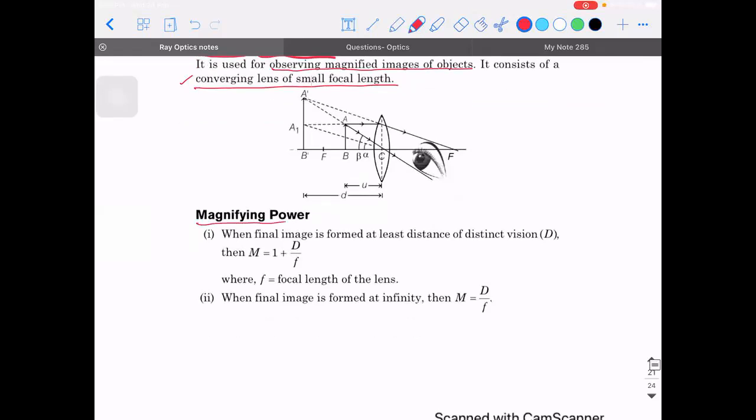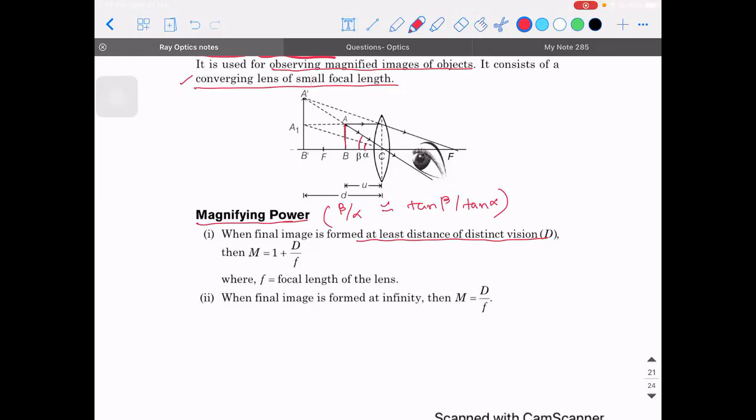Okay. So what is the formula for magnifying power? When the final image is formed at the least distance of distinct vision, magnifying power is the ratio of the angle subtended by the final image at the eye to the angle subtended by the object at the eye. That is beta by alpha, or this can also be approximated to tan beta by tan alpha. Guys, I hope you are able to understand this point, right?